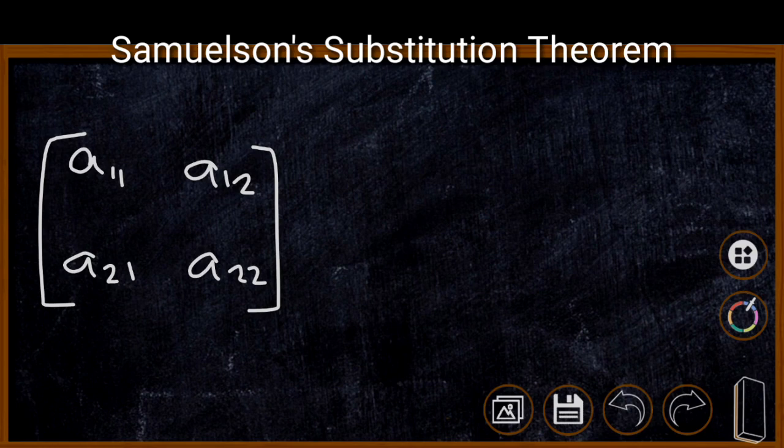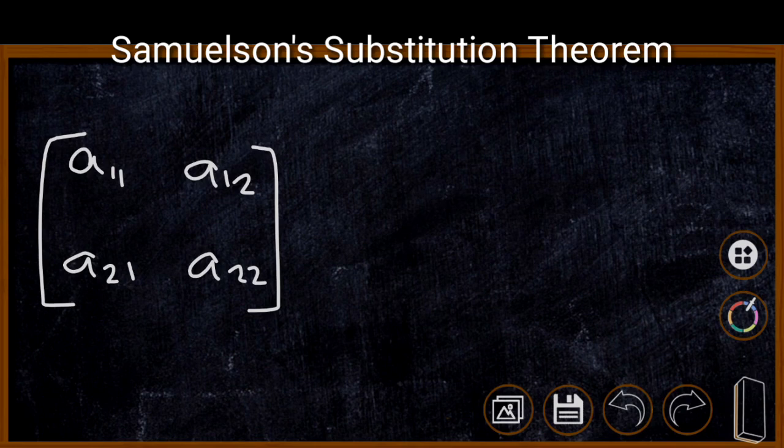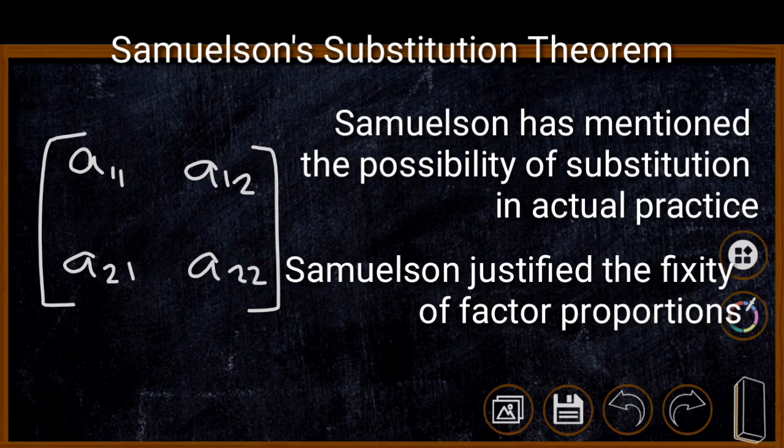It simply means that the inter-industry relationships between various industries are fixed. The amount of output required as input from a sector remains fixed. That is, the production function is of fixed proportion. Samuelson has mentioned the possibility of substitution in actual practice, or Samuelson justified the fixity of the proportion.